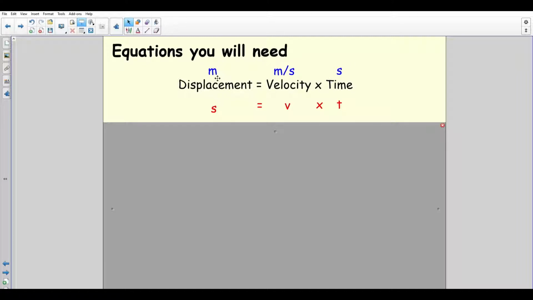So displacement in meters, the symbol is s. Okay, you might think of s being speed, but it's not. It's the distance or the displacement. Velocity in meters per second with a v, and time, the lowercase t and an s as seconds for your units of measurement.